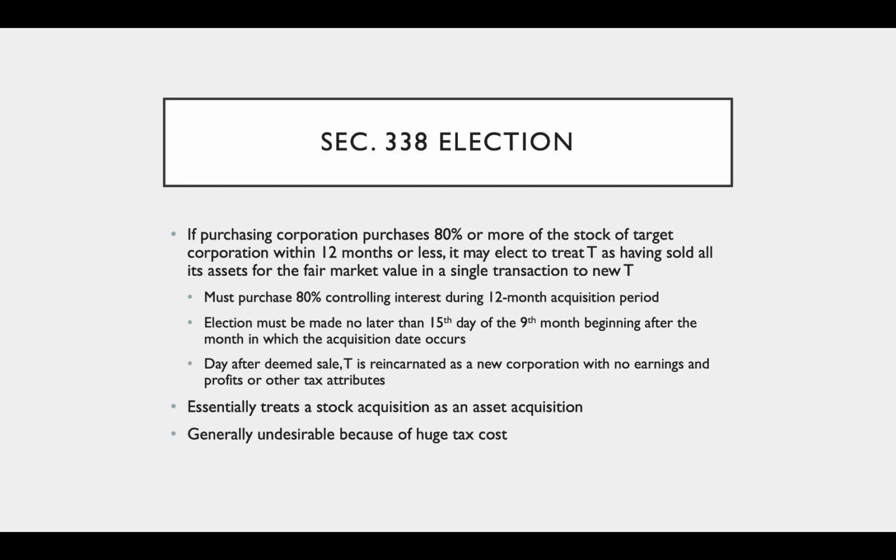Okay, so in a 338 election, if the purchasing corporation purchases 80% or more of the stock of the target corporation within 12 months or less, it may elect to treat the target as having sold all its assets for the fair market value in a single transaction to a new target. Okay, so we must purchase 80% controlling interest during a 12-month period. It can't be a 13-month, it can't be a 15-month, it has to happen within 12 months. I have to make the election no later than the 15th day of the 9th month, beginning after the month in which the acquisition date occurs.